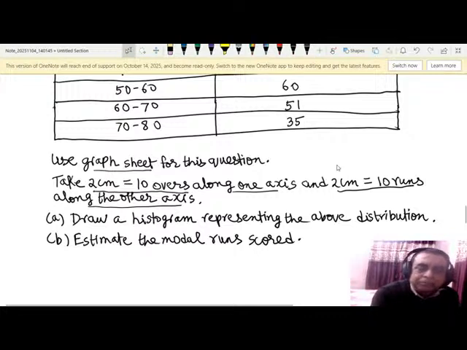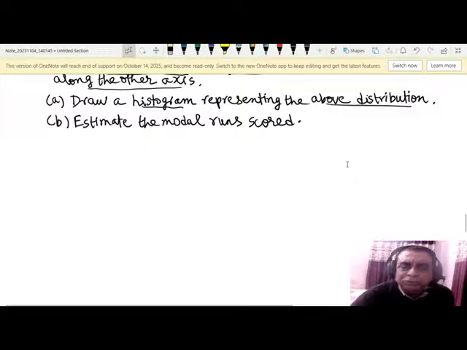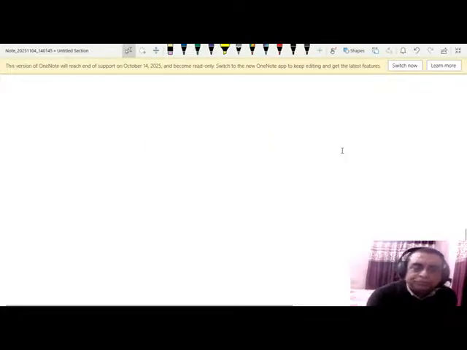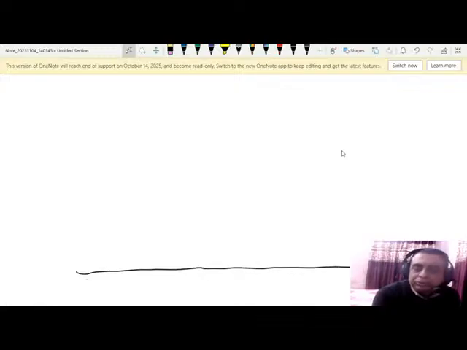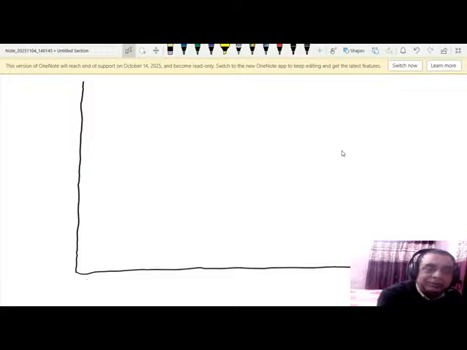Draw a histogram representing the above distribution. We have to draw a histogram. Now, first you draw a horizontal axis. Call it the x-axis. Here is the origin. And through the origin, you draw a vertical axis. That is the y-axis.